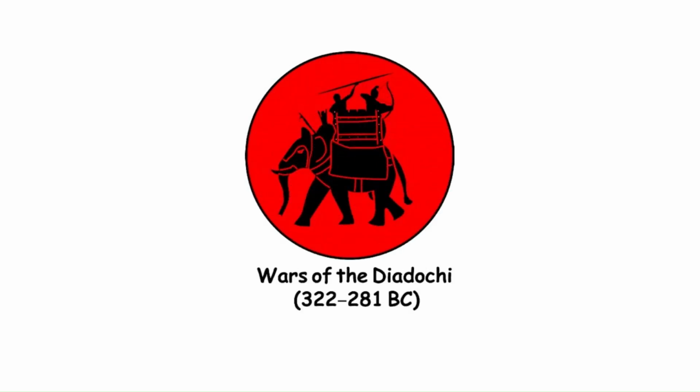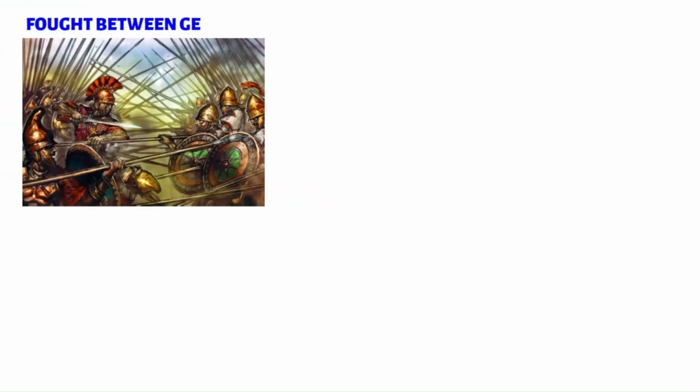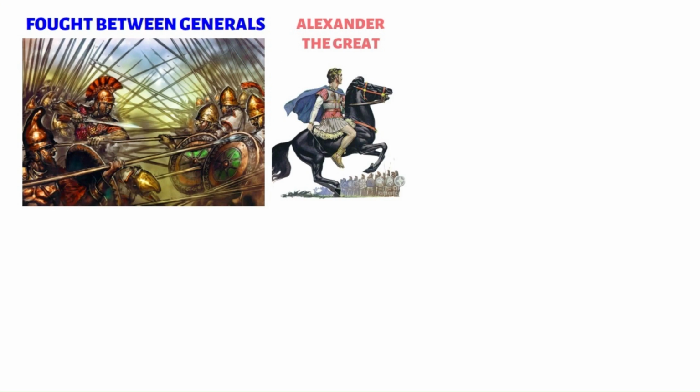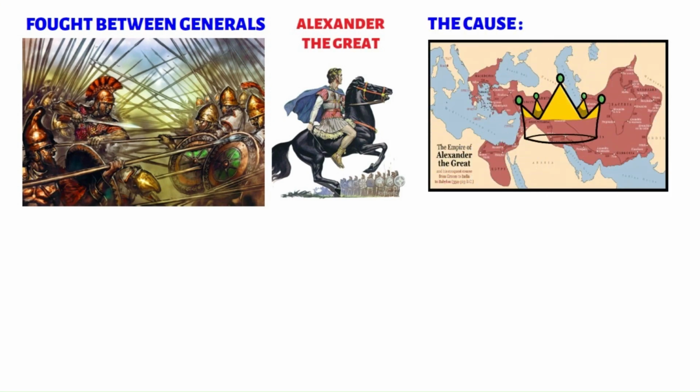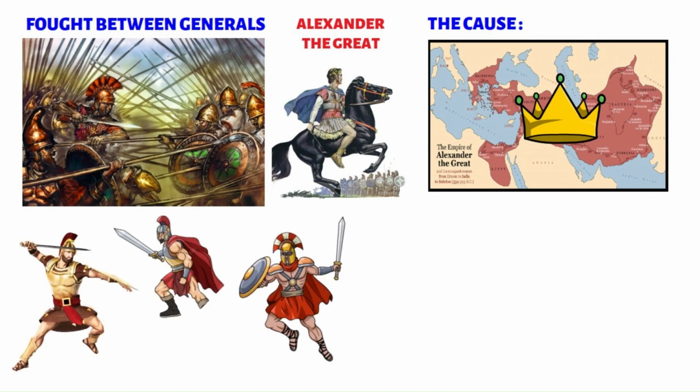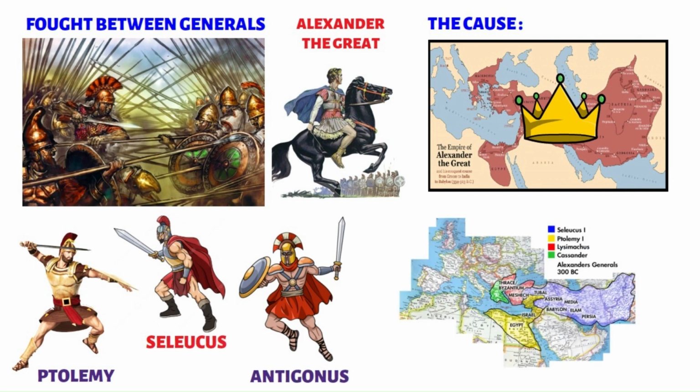Wars of the Diadochi, 322 to 281 BC. The Wars of the Diadochi were fought between the generals of Alexander the Great after his death. The cause was the struggle for control over his vast empire. The main parties involved were Alexander's generals, such as Ptolemy, Seleucus, and Antigonus. The wars ended with the division of the empire into several Hellenistic kingdoms.